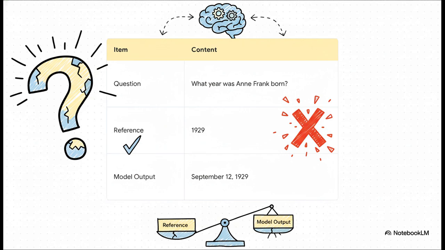And boom, this is exactly where these simple methods can totally fall apart. Let's say we ask when Anne Frank was born. The reference answer we have is just 1929. But what if the model gives us September 12th, 1929? Technically, yeah, it's got the right year in there, but the full date? That's just plain wrong. So it shows that even something that sounds as simple as an exact match isn't always so clear.